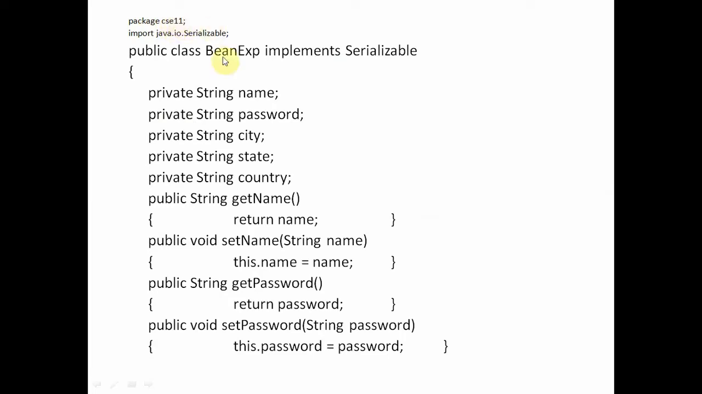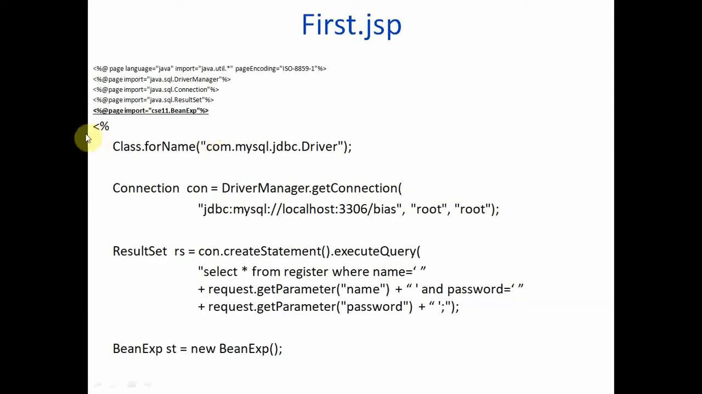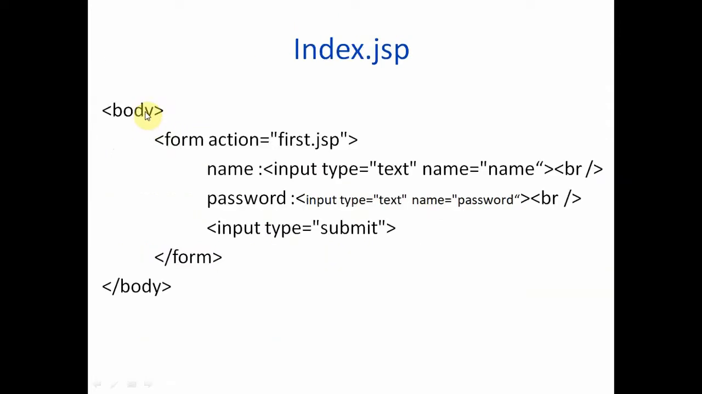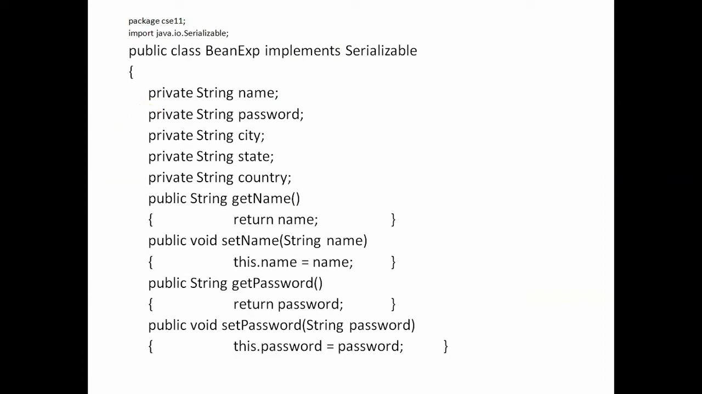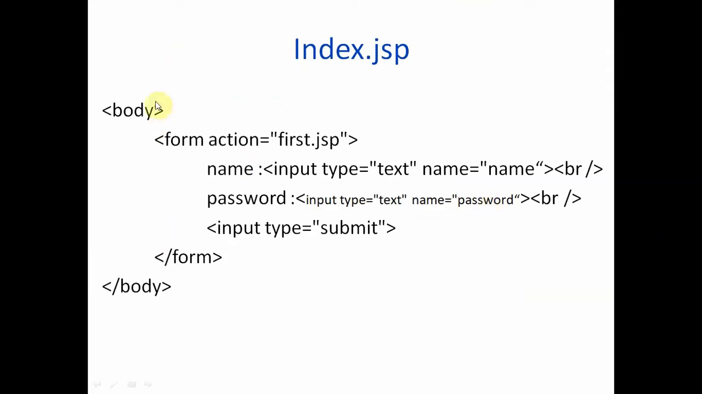So inside CSE11 we have the bean example class. We will import it because we have already compiled this. So we will import it here with the page import: CSE11.bean-example. It is necessary to import that class. In the first step we will create this class, then we will compile it, and after compilation we will start this program.